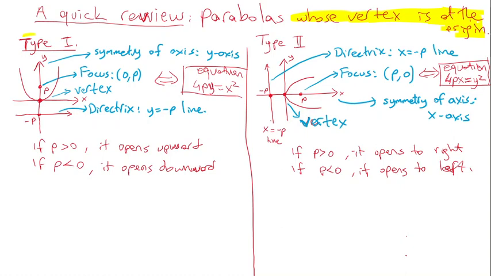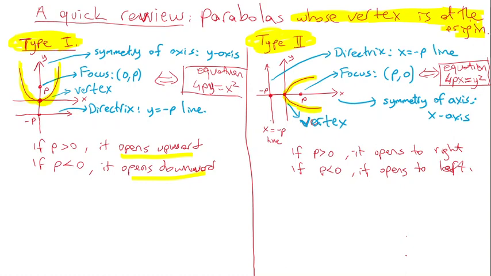Now we have two types indeed. One of them is type 1, and I can call it the vertical parabola. And type 2 is the horizontal parabola, so it opens to the left or right. And type 1 opens upward or downward. Okay, we have two cases here.